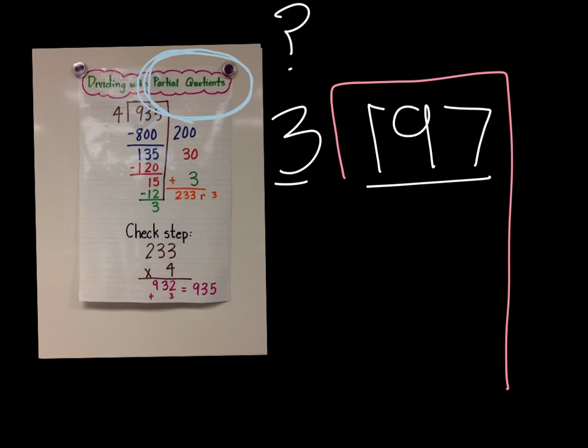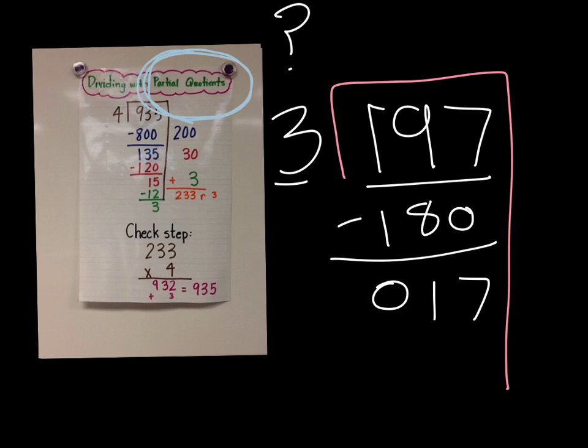So you're going to put 18 to the 10th power, which would be 180. You're going to subtract 180 from 197. You get 17. But on the side, instead of writing a 6, you have to write a 60 because you put 18 to the 10th power.